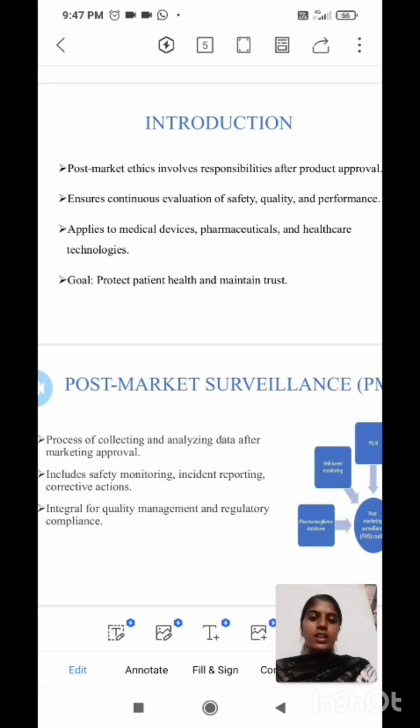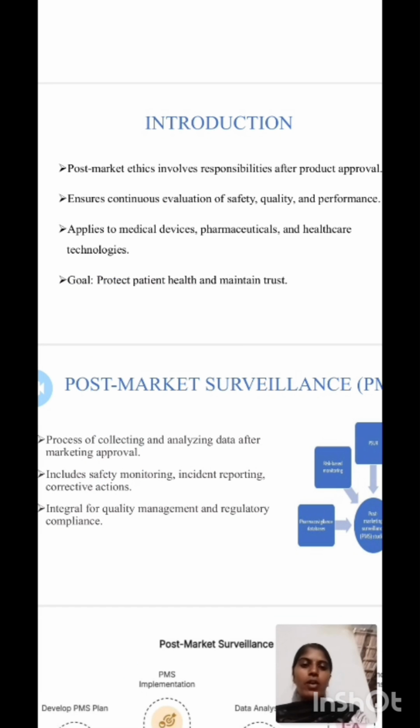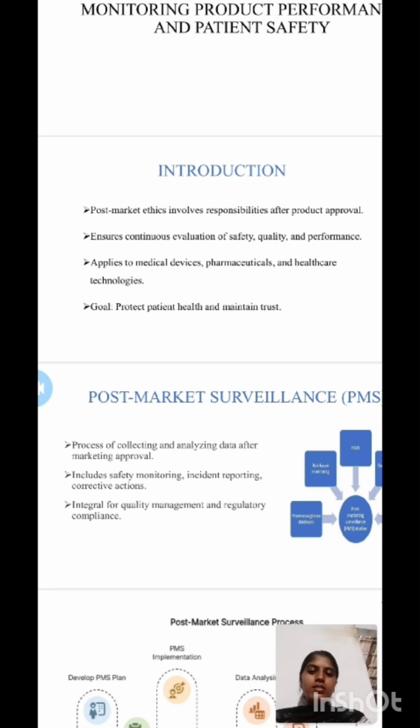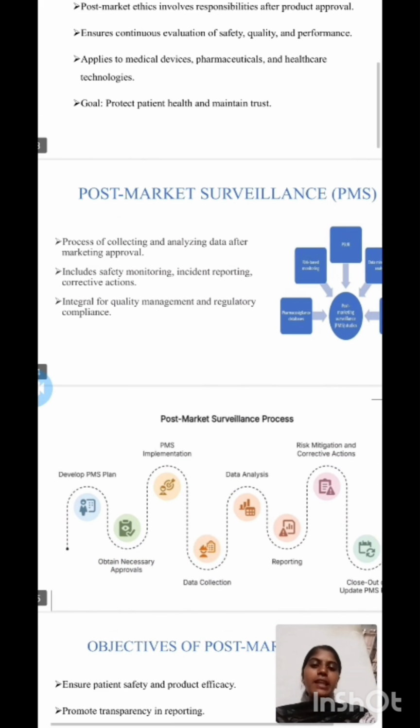Post marketing ethics involves responsibilities after product approvals. Then it ensures continuous evaluation of the safety, quality, and performance of every equipment and product. For new products we are developing, every product must have correct safety protocols. This applies to medical devices, pharmaceuticals, and healthcare technologies. The main goal of our topic is to protect patient health and maintain trust.